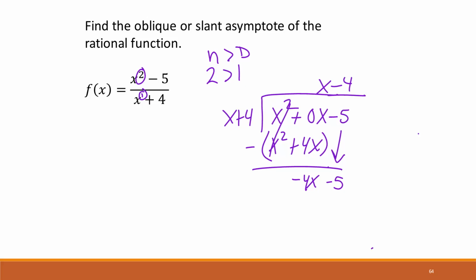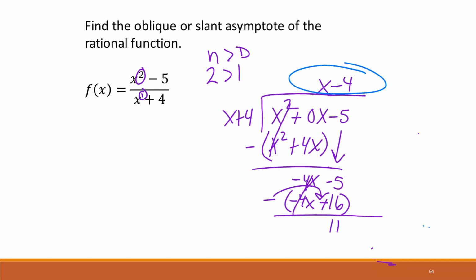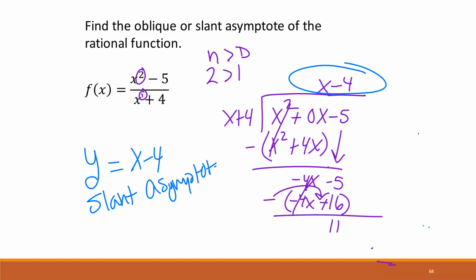Negative 4x, and then minus 16. We're subtracting here, so we end up with positive 11 because that negative will make that positive. So your slant asymptote is whatever you get for the quotient here. So y equals x minus 4 is our slant asymptote, regardless of the remainder.